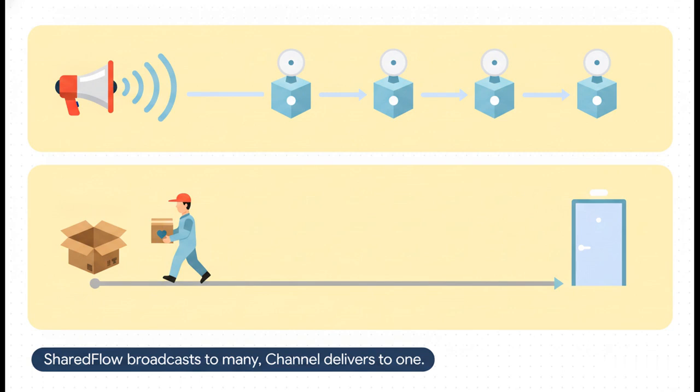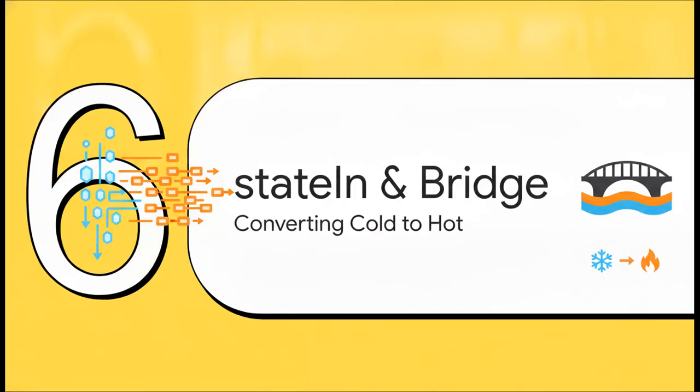So your decision rule is simple. If multiple parts of the app need to react independently, use SharedFlow. But if it has one specific destination and should only be consumed once, definitely use a channel. Section 6. StateIn and SharingStarted. The bridge. This is all about converting a cold flow into a hot state flow.